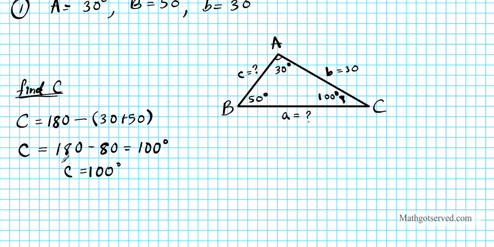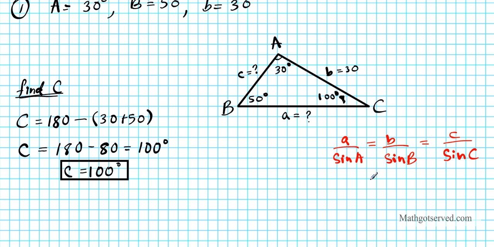Now the other two are not as easy to find. We have to make use of trigonometric tools to figure them out. What do we want to find next? We can find little a or little c. Since I have one angle-side pair that I know, I can automatically use the law of sines. We know what the law of sines is: a over sine A equals b over sine B equals c over sine C.